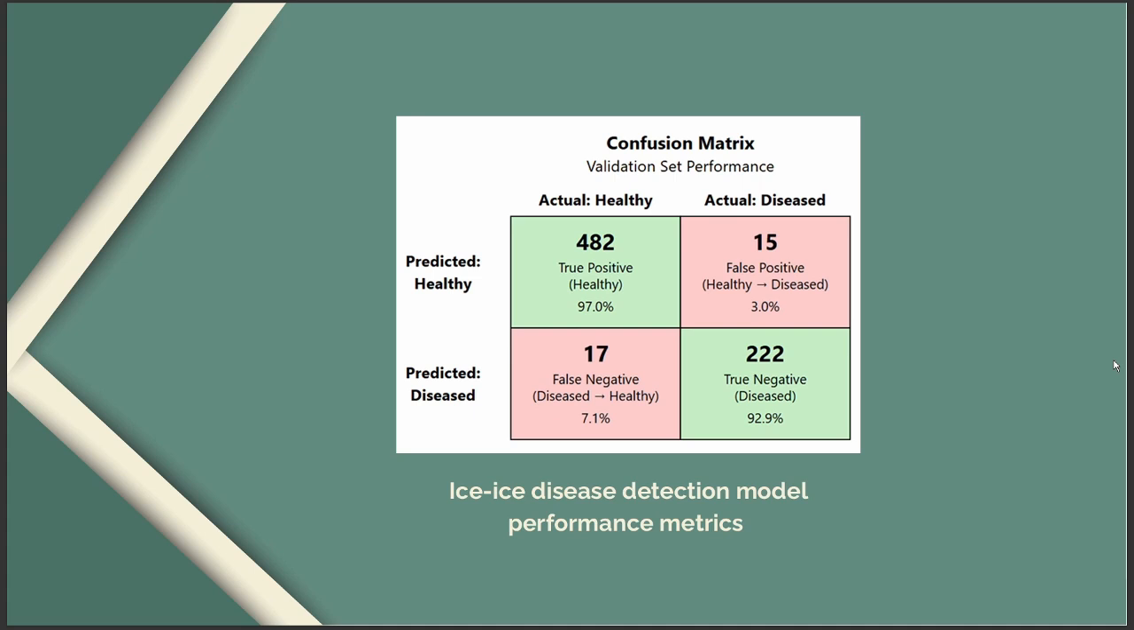For the confusion matrix, this confusion matrix shows the performance of the ice-ice disease detection model on the validation set. The model correctly identified 482 healthy samples, that's 97% of the total healthy samples, and 222 diseased samples, that's 92.9% of the total diseased samples. It made 15 false positives by misclassifying diseased samples as healthy and 17 false negatives by predicting healthy samples as diseased. Overall, the model shows high accuracy and reliability in detecting ice-ice disease in agal-agal, with only a small number of misclassifications.